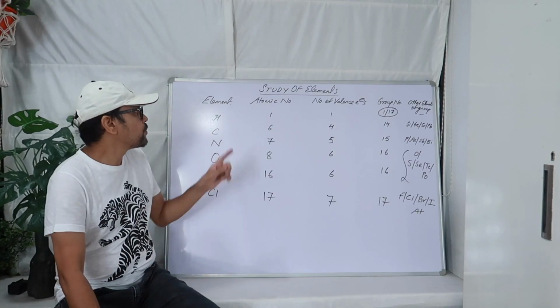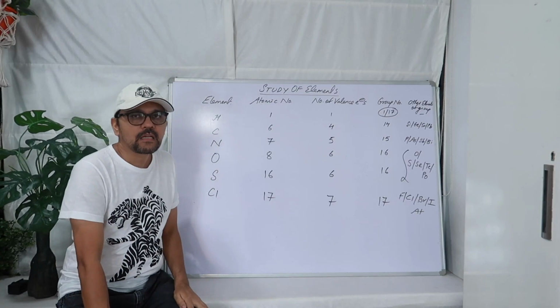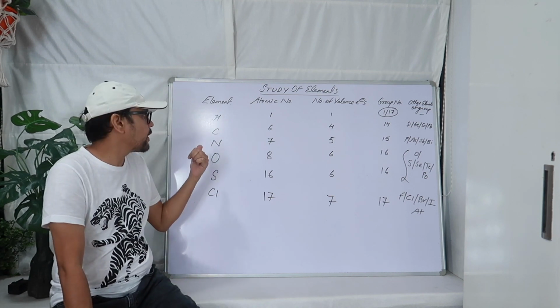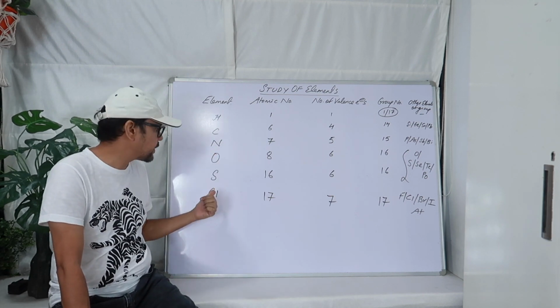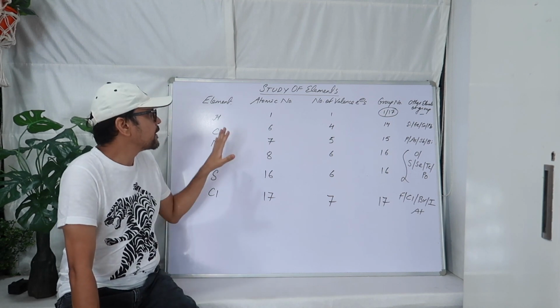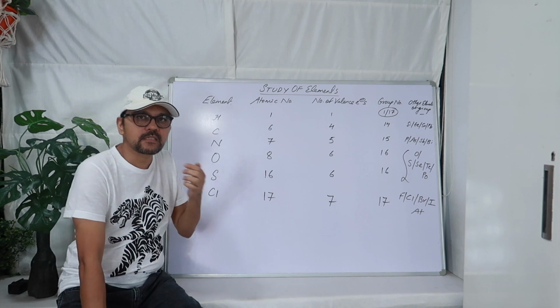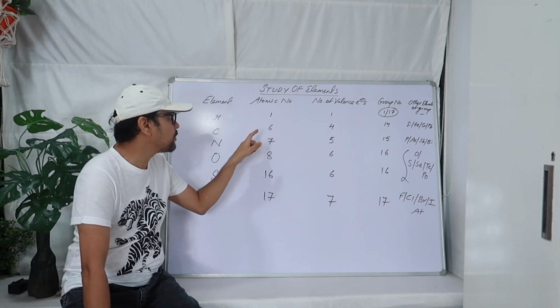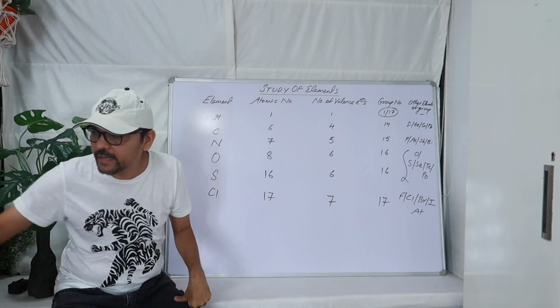Now we move to the study of elements. These are 6 elements which we have to know: hydrogen, then carbon, nitrogen, oxygen, sulfur and chlorine. You have to know these 6 elements. The atomic numbers from 1 to 20 you all remember, so I don't have to tell you. If you know their atomic number, then you know their electronic configuration also.